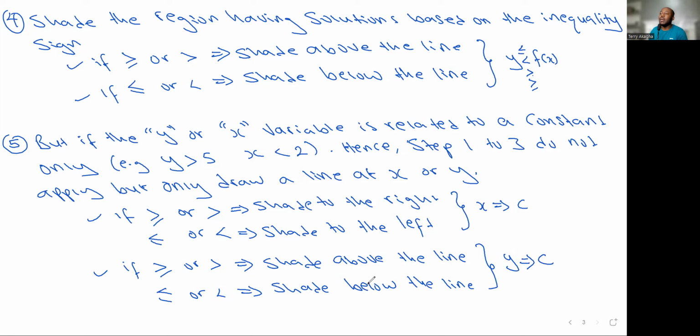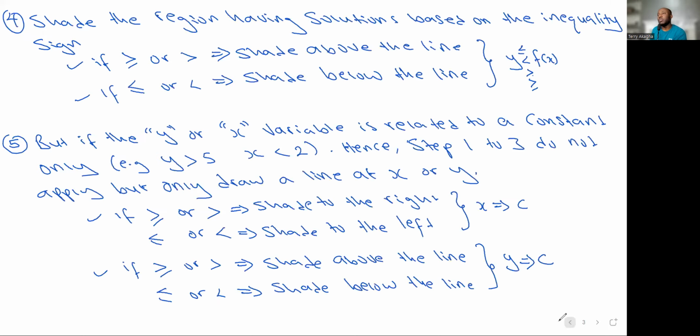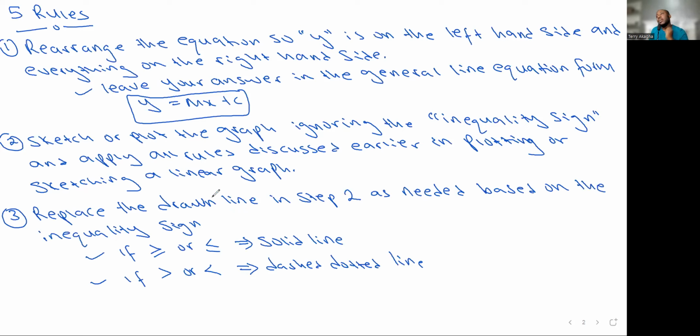So I'm going to pick an example now and use it to explain the rules to you. Let's say example 1. Let's say we are meant to solve y plus 1 is less than or equal to 2x, and we're meant to sketch this graph. So the first rule said, rearrange the equation so y is on the left-hand side and everything else is on the right-hand side.